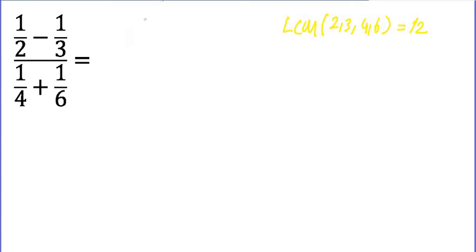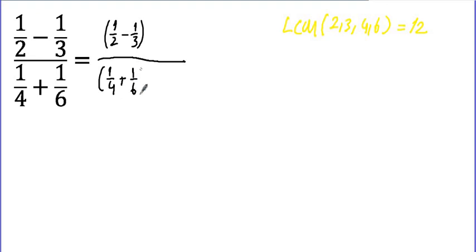So what I'm going to do here is multiply my numerator and the denominator by 12. Because if you multiply the numerator and the denominator by the same number, the value of the fraction does not change. Alright, so let me write my complex fraction again. 1 over 2 minus 1 over 3. Let me put them in brackets. 1 over 4 plus 1 over 6. I'm going to multiply the numerator by 12 and the denominator by 12.